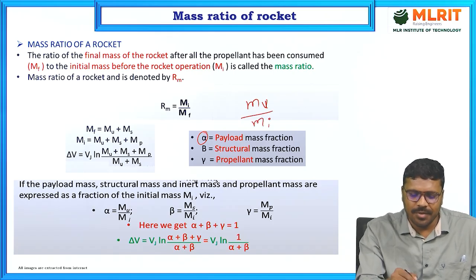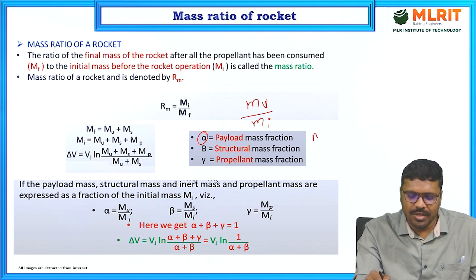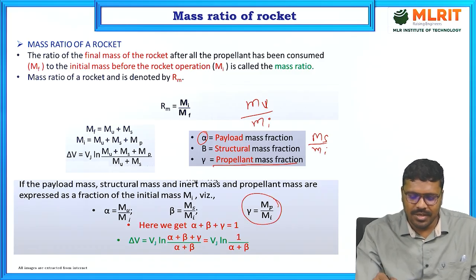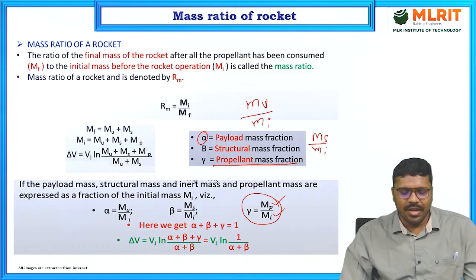Beta is the structural mass of the rocket, m_s, with respect to the initial mass. In the same way, the propellant mass fraction, gamma, can be written as the mass of the propellant with respect to the initial mass.